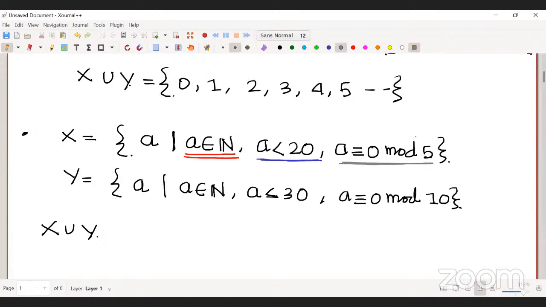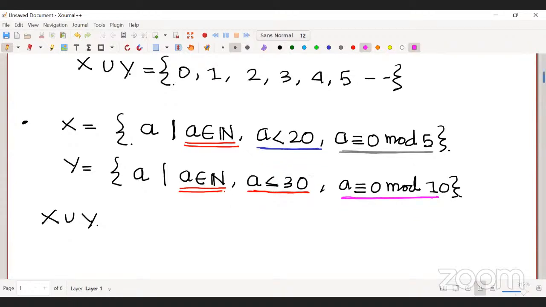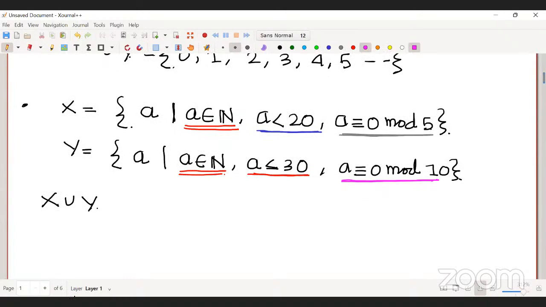And in the second set, the first condition is the same: A has to be a natural number. But the second condition is slightly different. The number has to be less than 30. And the third condition is also different: A should be congruent to 0 mod 10. So before computing X union Y, first we need to compute what X is. We need to write down all the elements of X and all the elements of Y. Then only can we explicitly write X union Y.